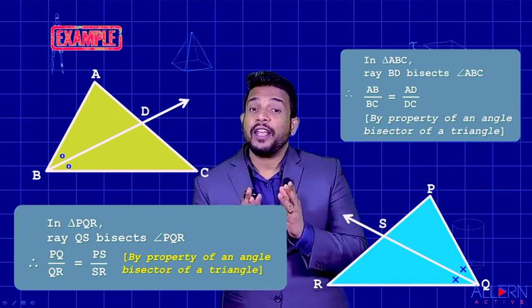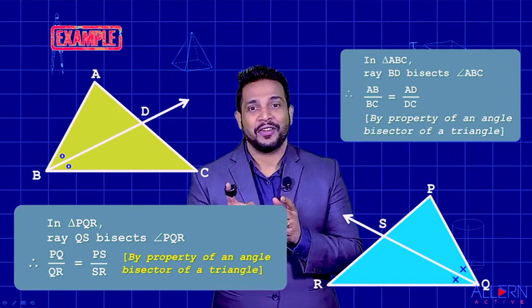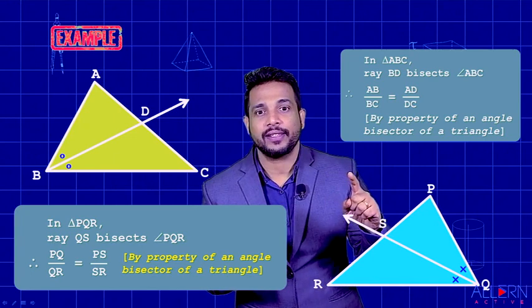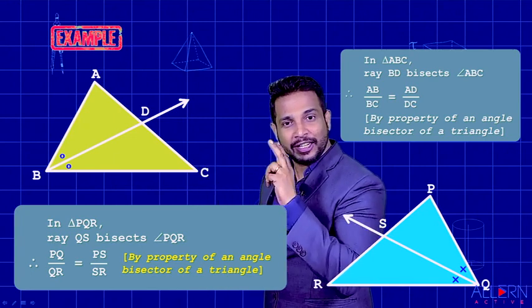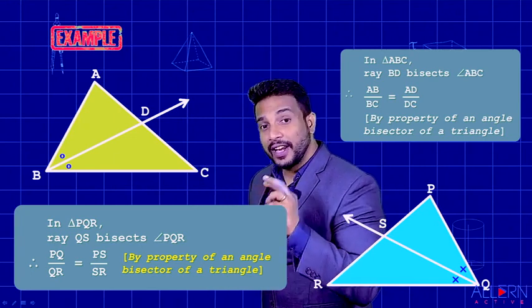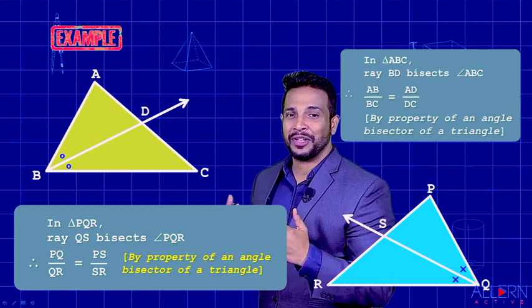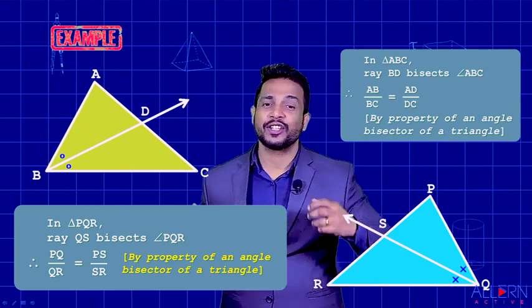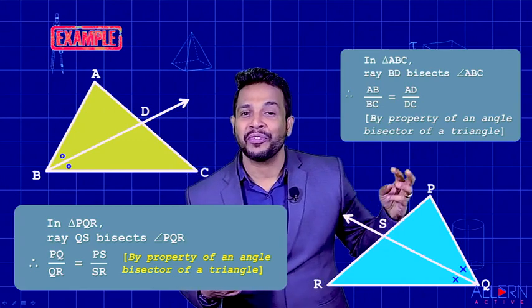So remember, this property can only be applied in a triangle whenever we are given an angle bisector. But that's the way you write it. First write the name of the triangle, then we write that the ray bisects angle, then you write the ratios equal. And into bracket we end up writing the reason as property of angle bisector of a triangle.